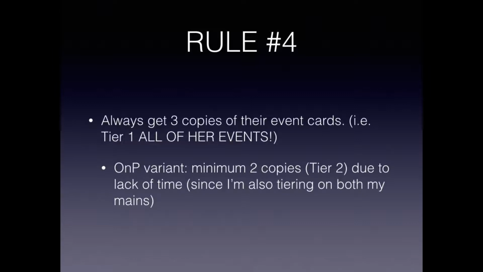get 2 copies of the event card, which means tier 2 if I'm tiering in an event where the Oshimen is the tier card, or just going up to 60,000 points or whatever if the Oshimen card is a points card. That's just because I'm so busy. Plus, I'm tiering in my main accounts as well, so that's literally all that I have time for.